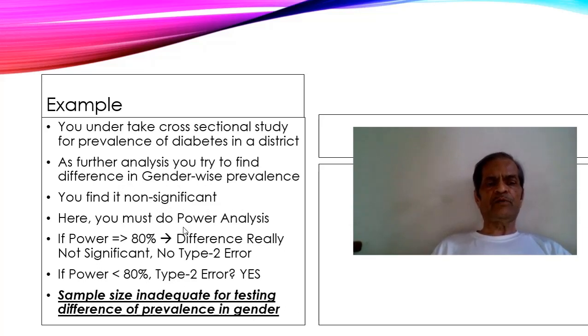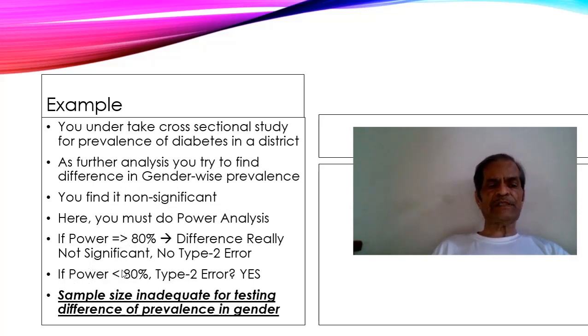So here you must do the power analysis and set the level of the power analysis. If the set level is 80% and after applying the power analysis you find that the power of the statistical test is equal to or more than 80%, then the type 2 error has not occurred. Because the type 2 error has not occurred, we declare this conclusion that it was statistically not significant. This conclusion at this step we accept because the power of the test was equal to or more than 80%.